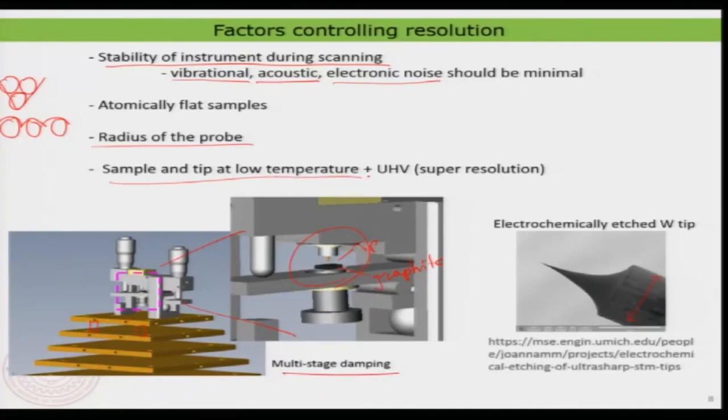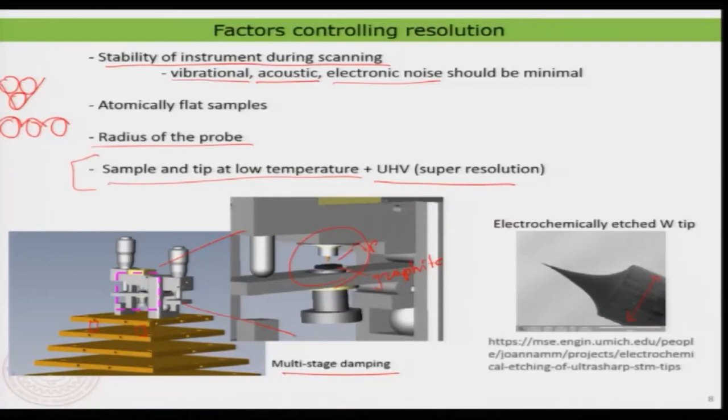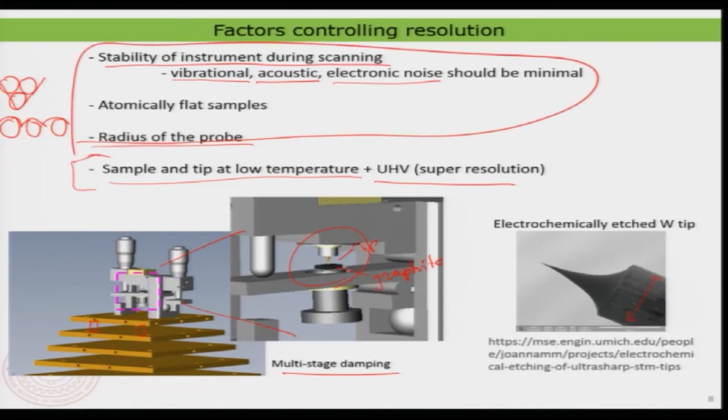Then, having the sample and the tip at low temperature is not an absolute requirement, but if you can have them at low temperature inside an ultra high vacuum chamber, then you can get super resolution. That means you can see not just that a molecule is sitting on the surface, but what is inside the molecule, even the atoms inside the molecules. We will look at a few images to understand this in greater detail, but this is an additional requirement, not the most important one. The most important are the stability, the atomically flat surfaces, and the radius of the probe.